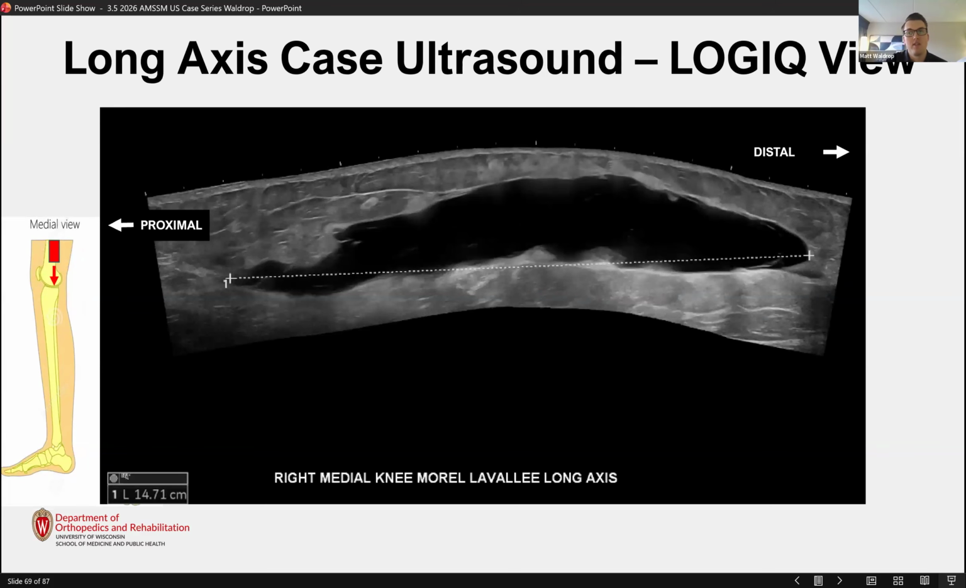All right, rotating that transducer 90 degrees again, we found the longest part of the lesion from proximal to distal, and with that same elongated view, we were able to capture the entire length of that lesion. Here it measured approximately 14.7 centimeters in diameter from proximal to distal, with the same evidence of the Morel-Lavallée lesion between the skin and superficial fat and the fascia and deep fat.